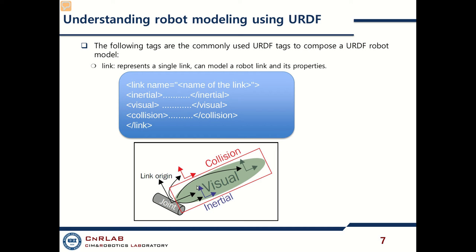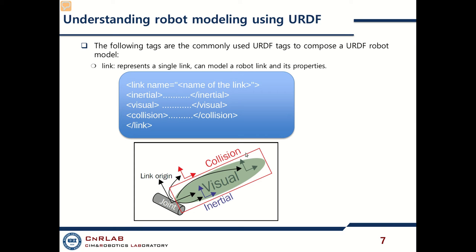Okay, the following is a representation of a single link. You can define it like this. And the visual section represents the real link of the robot. And the area surrounding the real link is the collision section. The collision section encapsulates the real link to detect collision before hitting the real link.